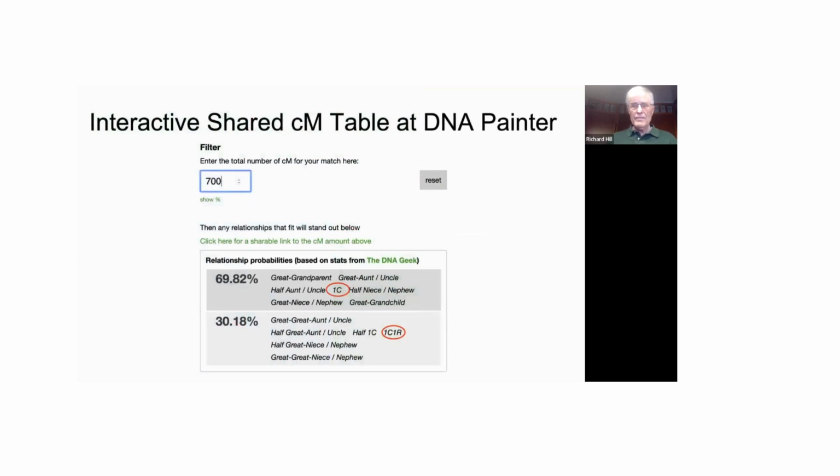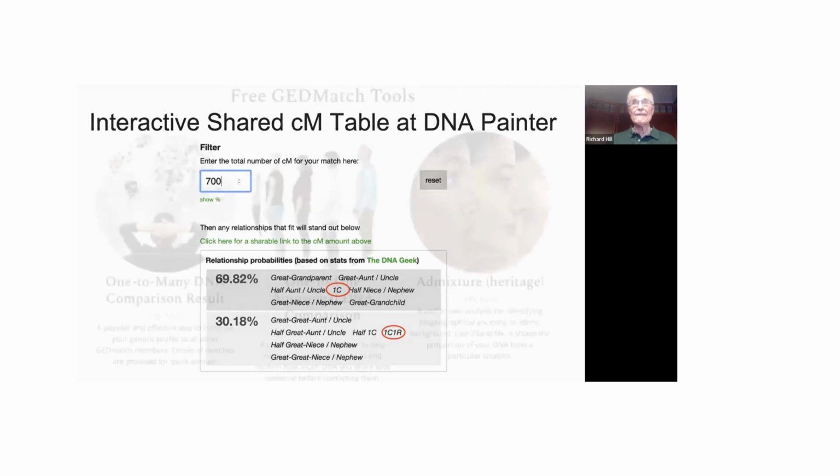The people at DNA Painter have combined this data with other research to create a handy interactive tool. Let's say you share 700 centimorgans with someone. You enter 700 into the tool, and it will show you the probabilities of various relationships. In this case, it's about 70% likely to be a first cousin and 30% likely to be a first cousin once removed. But note that there are multiple less common relationships in each group, including various half relationships, which really can muddy the waters.